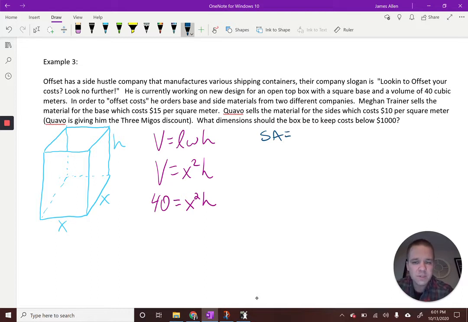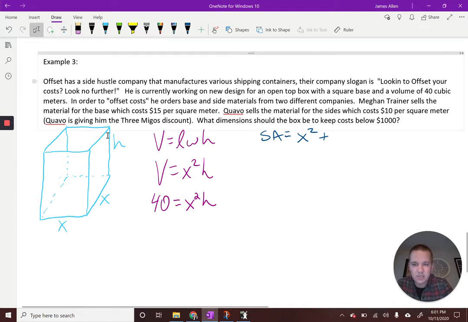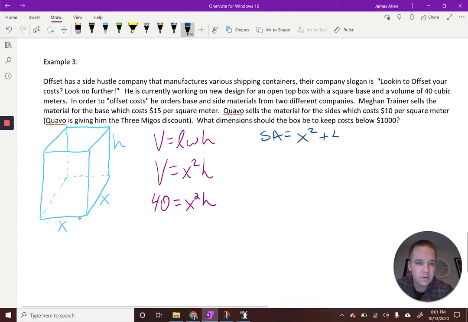So my surface area would be my square base, which would be x squared, right? X times x. And then each one of these sides is x times h. This one here is x and then a height of h. So I have 4 sides that are x times h. I don't really even need those parentheses. I'm just going to go with this.